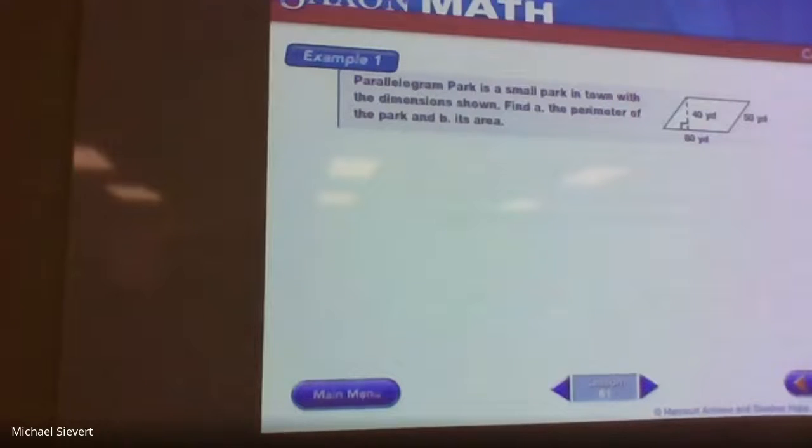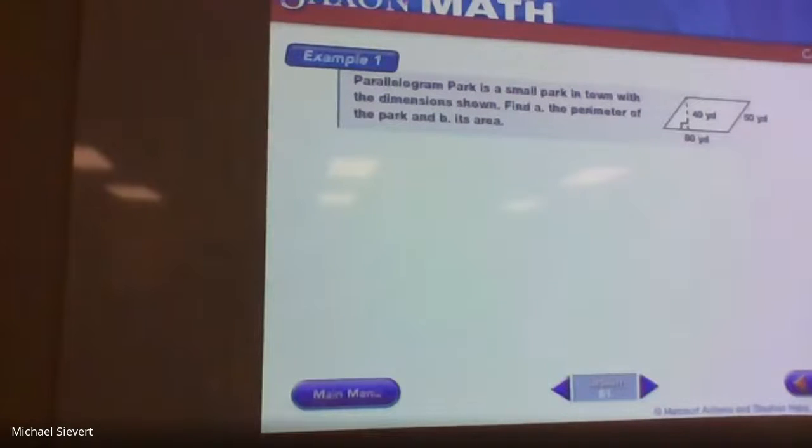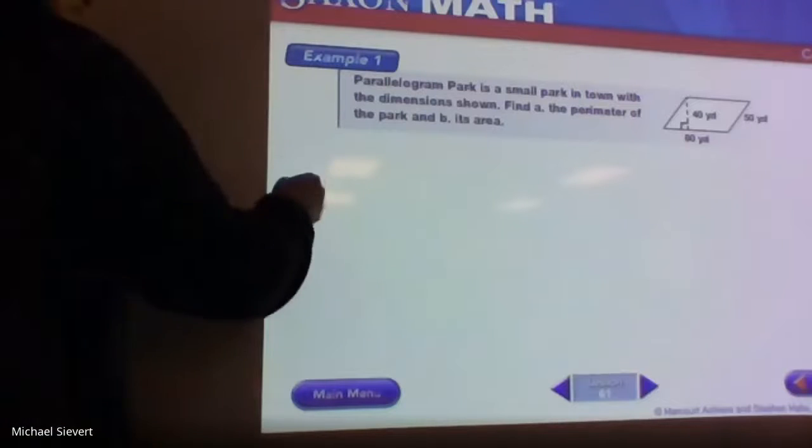All right, example 1. Who can read that for the class with that big fancy word? Go ahead, Leah, nice and loud. Parallelogram Park is a small circuit town with the dimensions shown. Find A, the perimeter of the park, and B, its area.